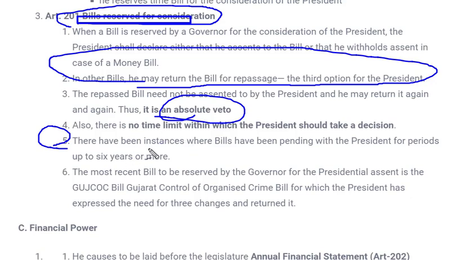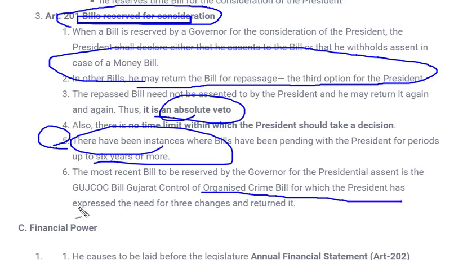There are many instances. There are many instances where the president has kept the bill for more than 6 years. And if we talk about a recent example of such a bill, over here we can see the Gujarat Control of Organized Crime Bill, for which the president has expressed the need for 3 changes and returned it. That means this bill was given by the governor of Gujarat to the president, and the president said I want a few changes and returned the bill to the legislature.